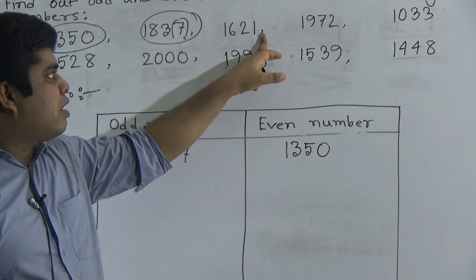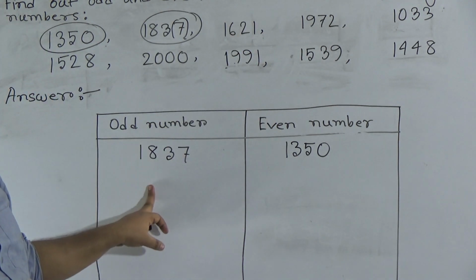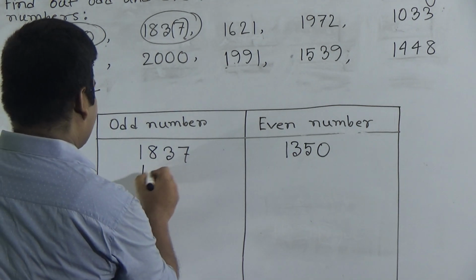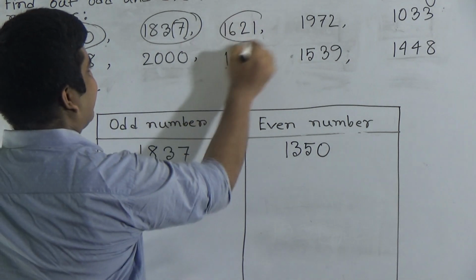And as it is an odd number, we write it in the odd number section. We must write it in the odd number section. That means 1621 is an odd number, and this is done.